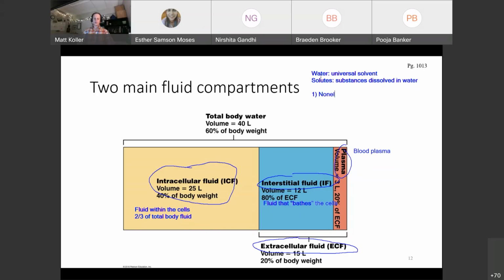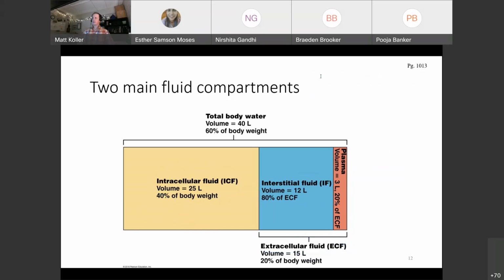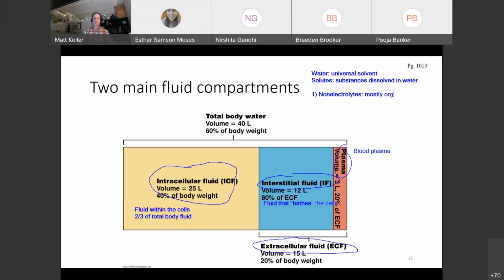You're going to have non-electrolytes, and these are mostly organic molecules, okay? And they do not dissociate in water. And there are no charged particles. And then your other ones are going to be electrolytes.